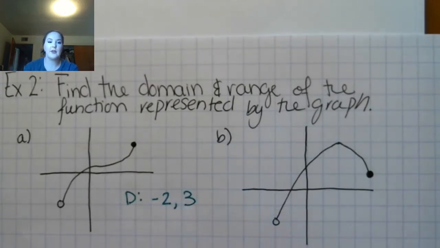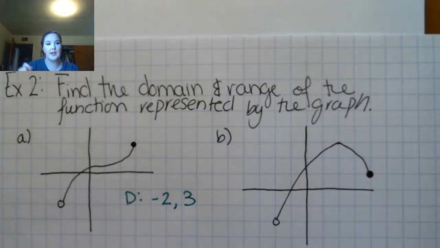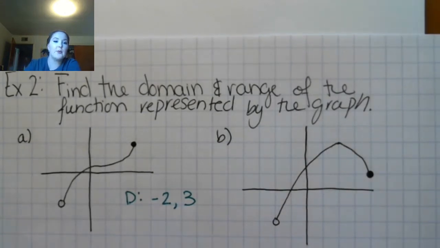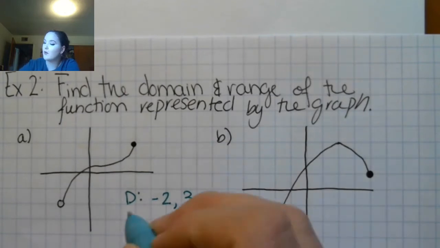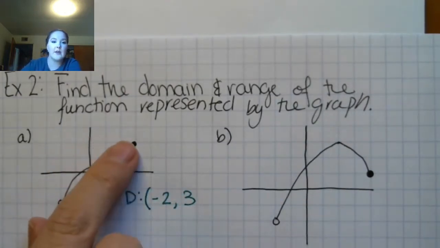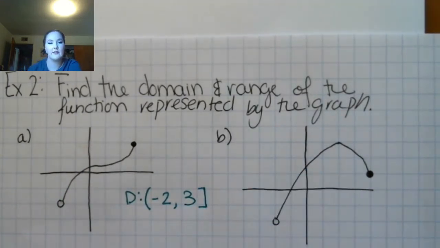Now you can see these dots on the ends of the graph. That means the graph stops at those points. Now we're giving this range of values in interval notation. So remember, the open dot means it's not included in the graph, so we would use parentheses. And the closed dot means it is included in the graph, so we would use brackets.